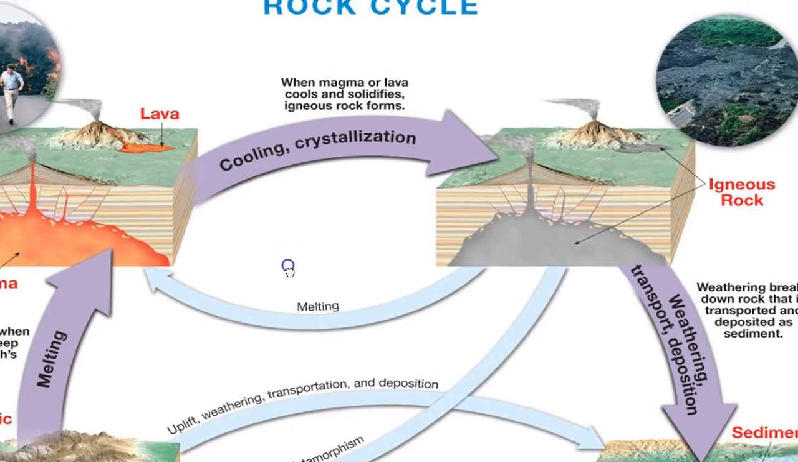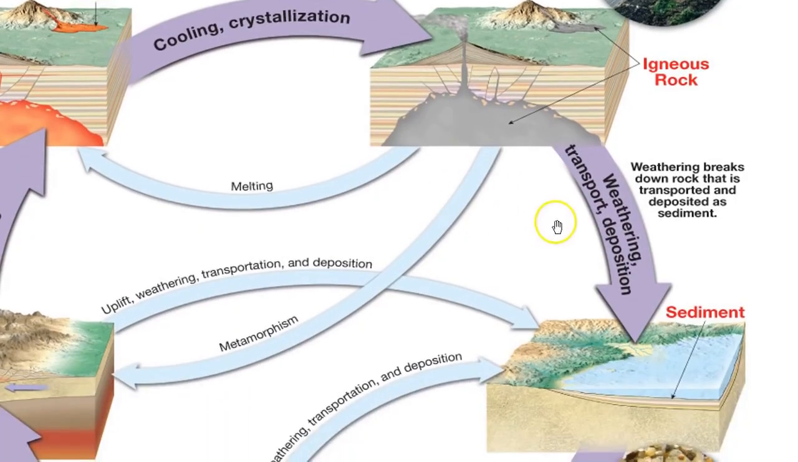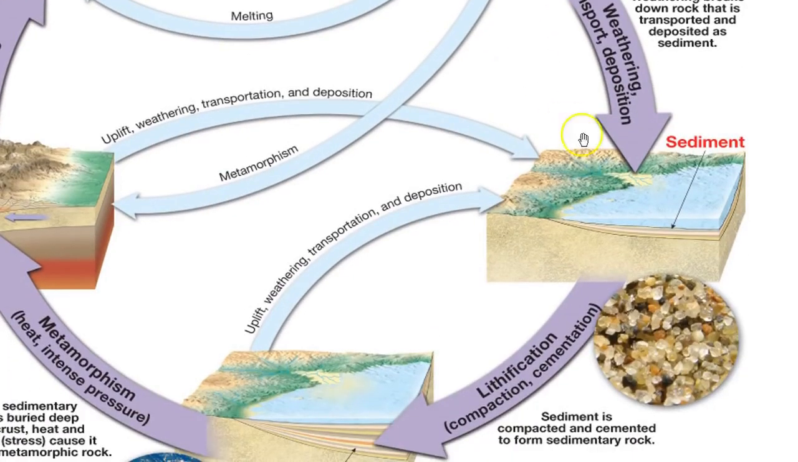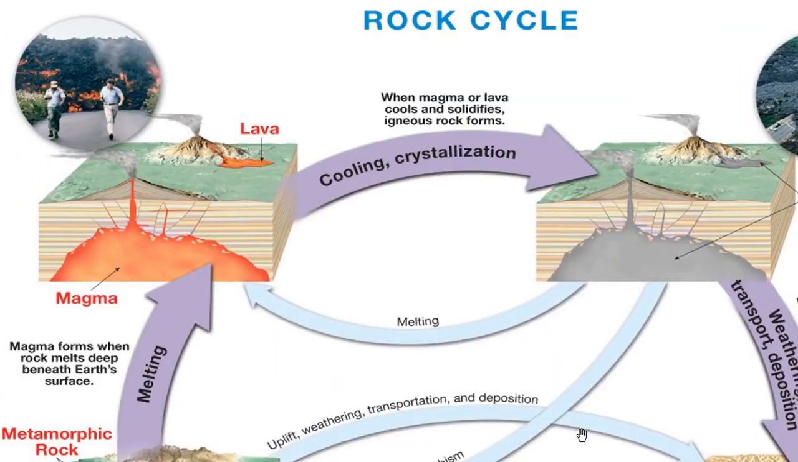Once you take those igneous rocks and expose them at the surface, they can be weathered and broken down, and that weathering makes sediment. That sediment is then transported and deposited, laid down, and the next process is lithification, as you can see in the bottom right-hand part of the screen. So we've got two processes so far: lithification, the process of making sedimentary rock, and crystallization, the process of making igneous rock.